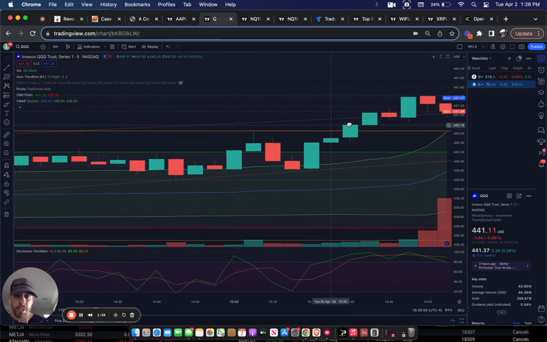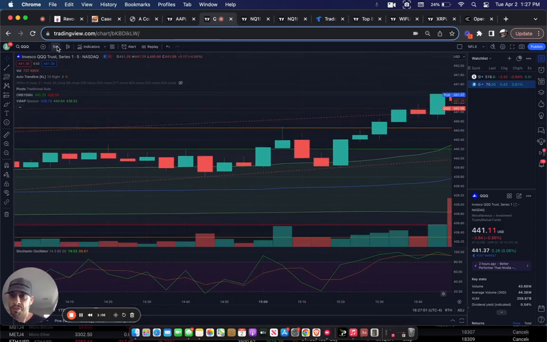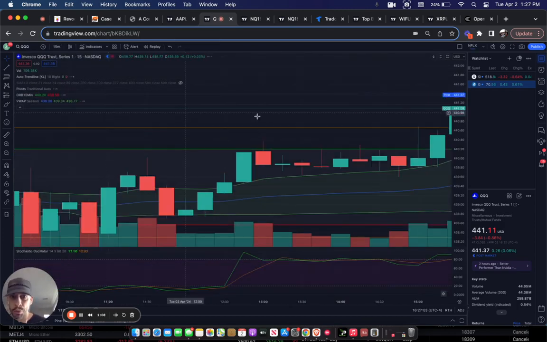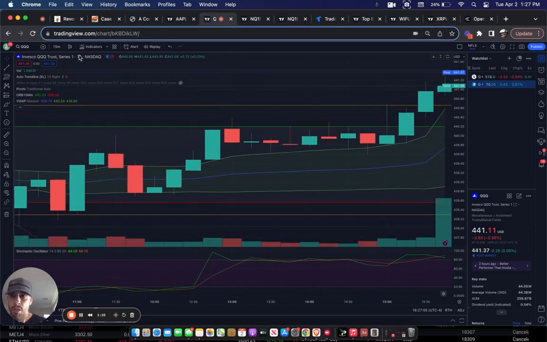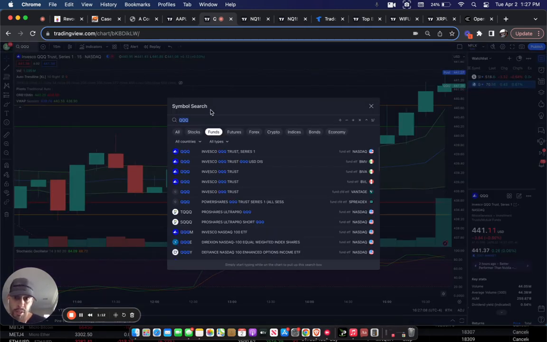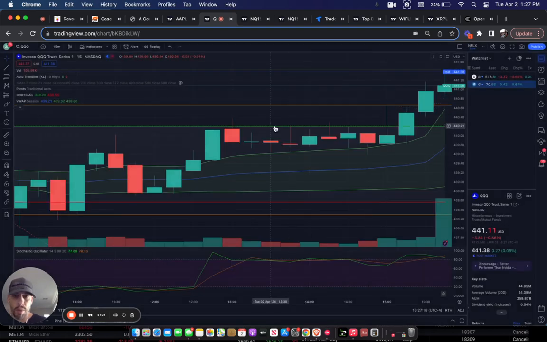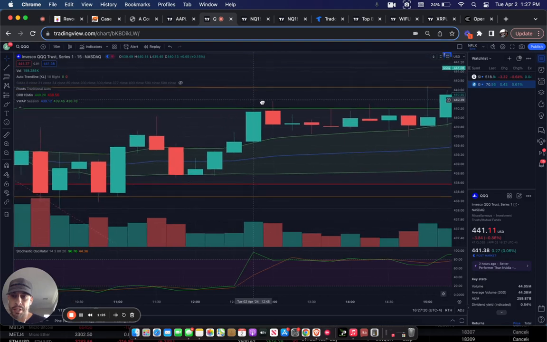Let me just show you this chart. Let me go to the 15. I'm on the Qs right now, the QQQs in TradingView. If you don't know how to find it, I'm sure you do, but most people do. If you're still new to this stuff, the QQQs are in funds on TradingView, and then obviously the NQs in futures. All right, so here is how the day was.